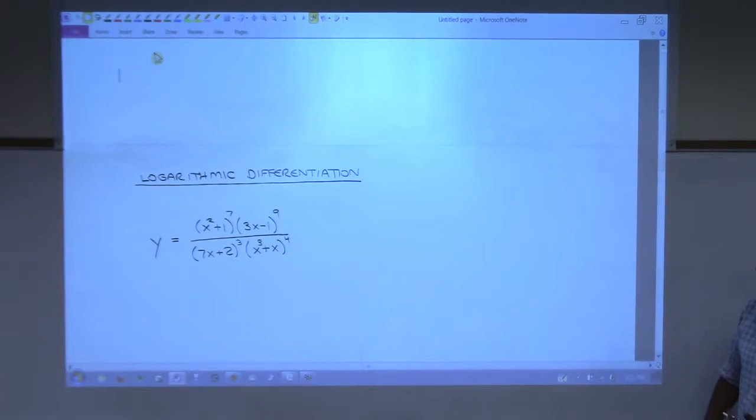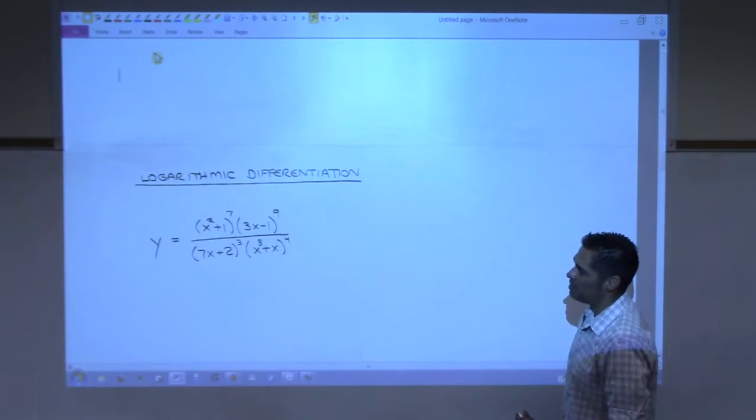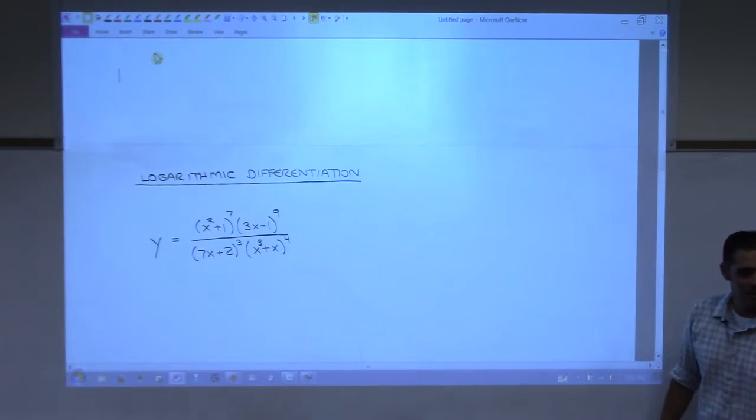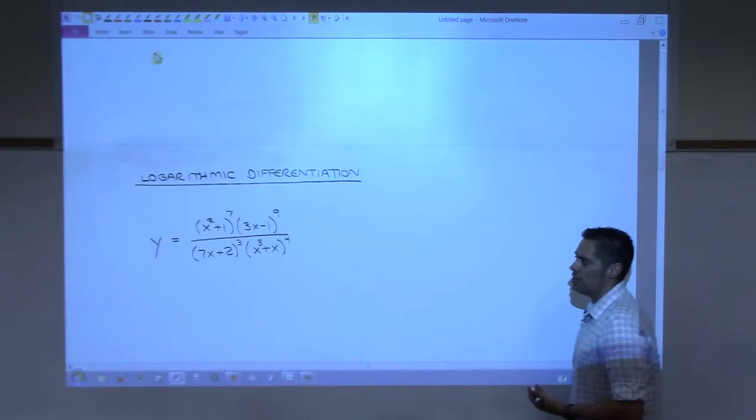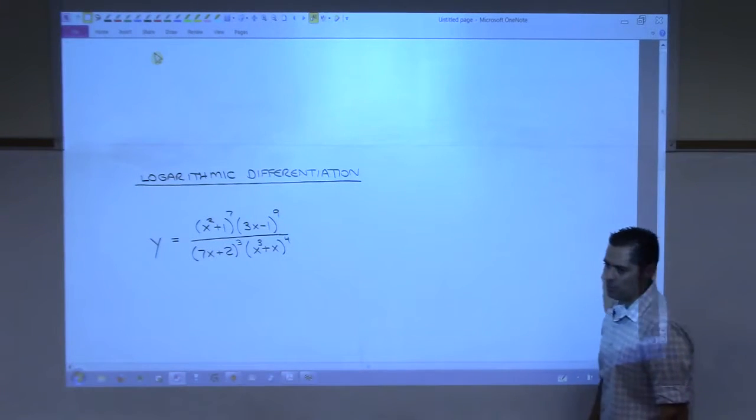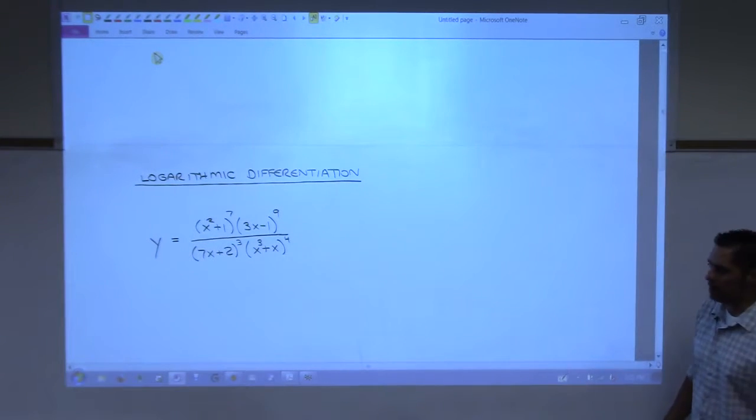Do you see the... I'm looking for a good word without using bad language. I can't find one. Cluster. Okay. Do you see this is really not fun? Logarithmic differentiation is perfect for this situation. Perfect, as you're about to see.